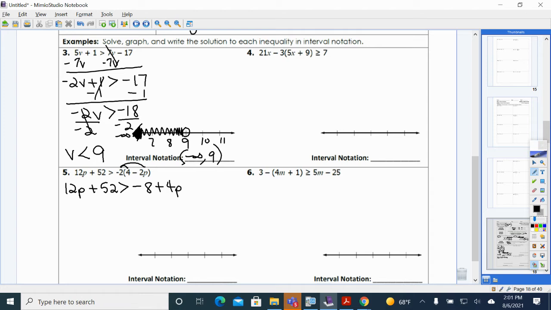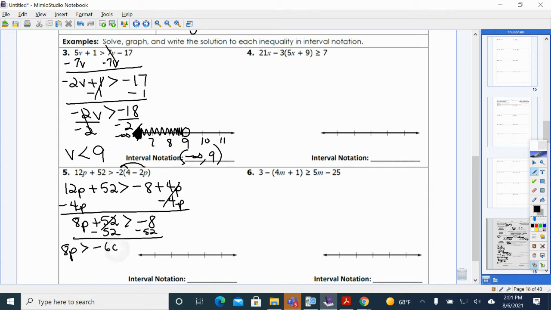Now you've got p's on both sides. I'm going to subtract 4p. 12p minus 4p is 8p. Then what we need to do is subtract the 52. And we have 8p is greater than negative 60.